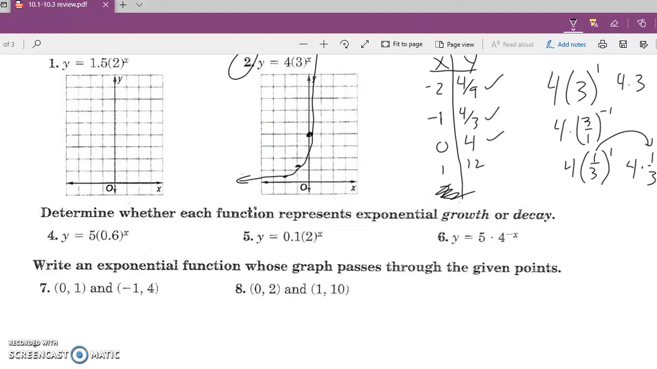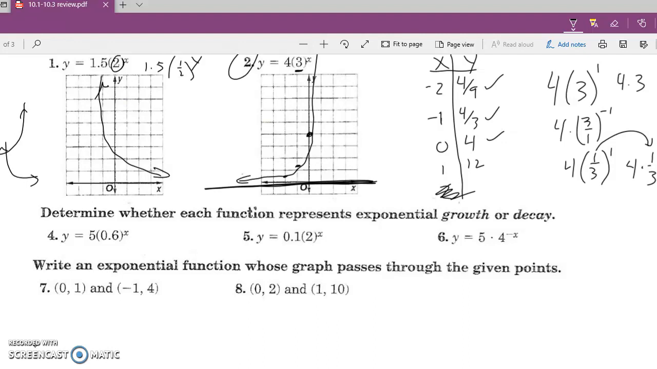Remember that the x-axis is an asymptote, so it will never cross that x-axis on these first two. Also remember, if the number inside here was less than 1, like if this was 1.5 to the 1/2 times x, it would actually do decay instead of growth. So before you ever do a graph, you should look at this number right here to decide if it's going to go up or if it's going to go down. Okay? That's growth and decay.